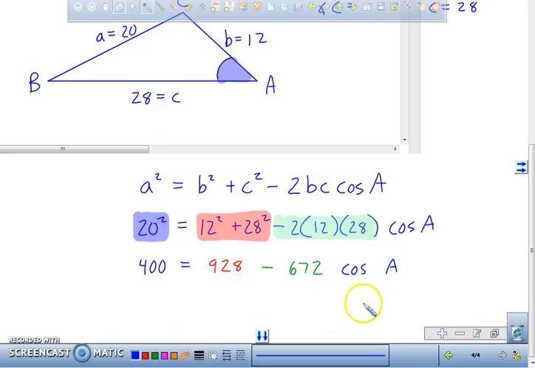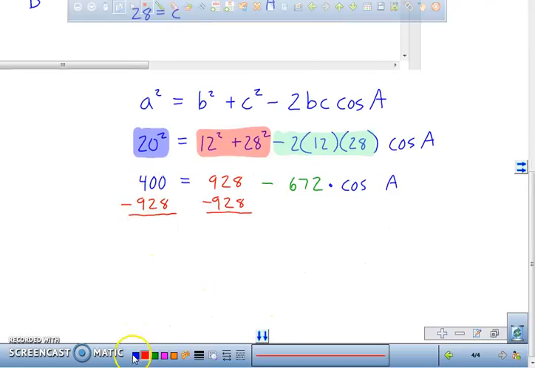This is where you've got to be careful. You cannot combine the 928 minus 672 times the cosine of A, because that negative 672 is being multiplied by the cosine of A. So the next step is to take away 928 from this side and take away 928 from the other side of the equal sign. All right, here we go. 400 minus 928, what was that? Negative 528. Negative 528 is correct.